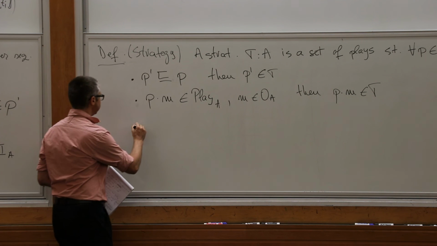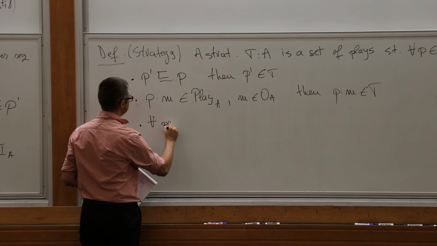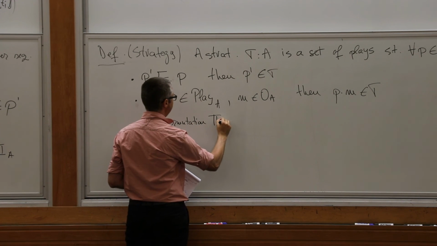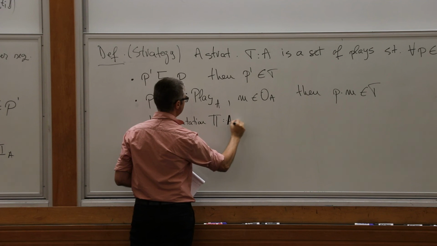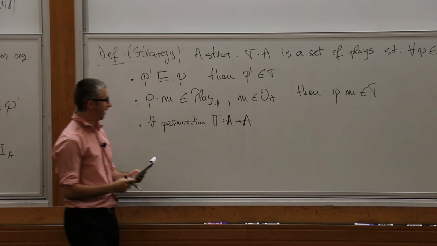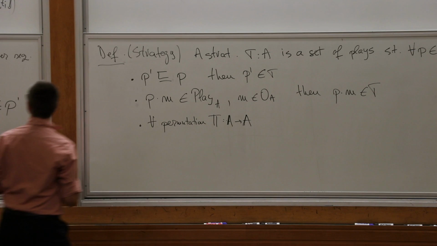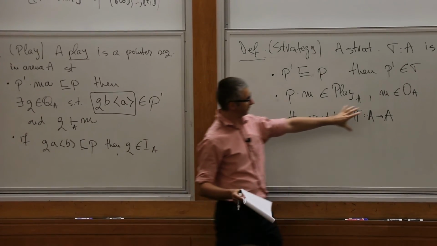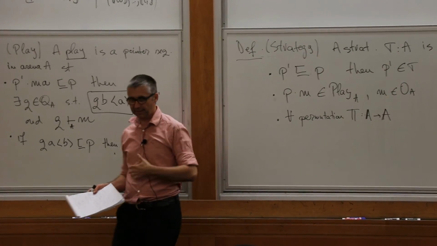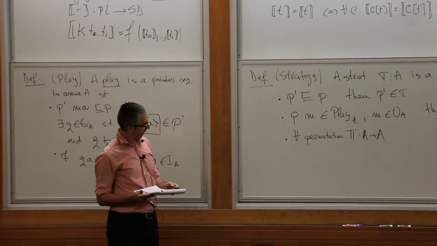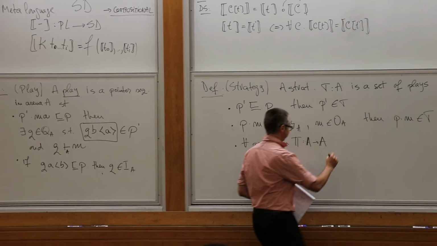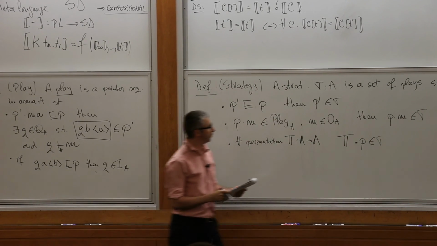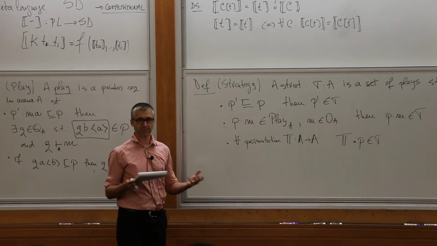And finally, for every permutation pi on names, so these names that I'm using here, A, B, they come from a set of names, which is an infinite set of names. So for every permutation action, if I apply the permutation action to P, I'm still in the strategy.